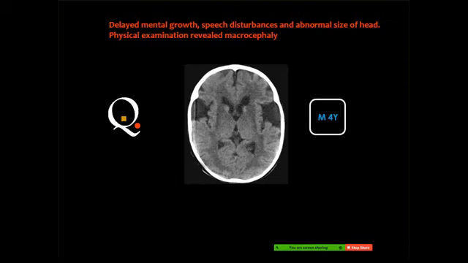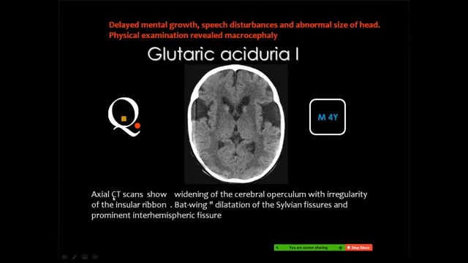What do you think? Kaisencephaly? No, no. The same case, almost? No, glutaric aciduria. Yes, and this is glutaric aciduria type 1.